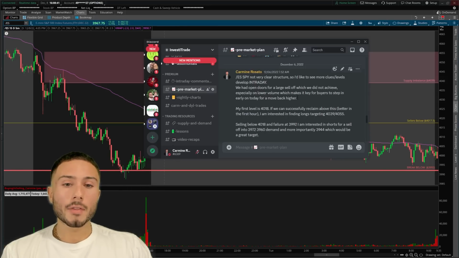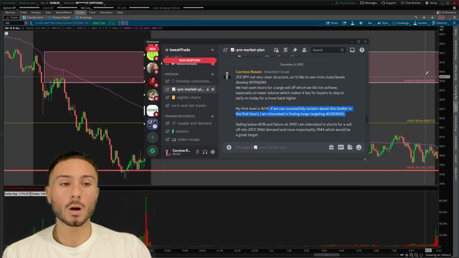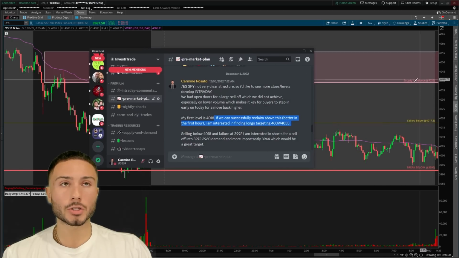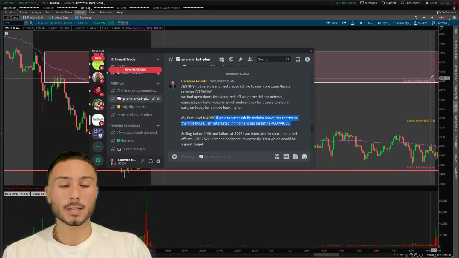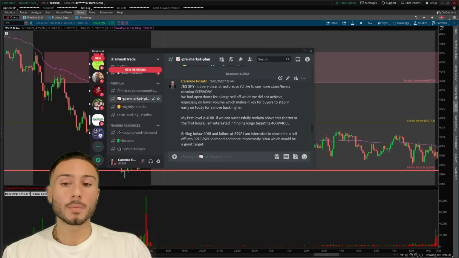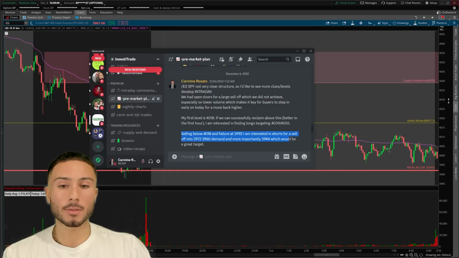But on the S&P on December 6th, the level of interest was 4018. If we can successfully reclaim above this, I'm interested in playing the market long, targeting the supply zone above. So look at the chart in the background. 4018 is the yellow line, and 4039 is the supply zone above. Now, if we fail to get above 4018 and broke below 3992, I am interested in shorts for a sell-off into demand below at 3972, 3960. This is the scenario that worked out.